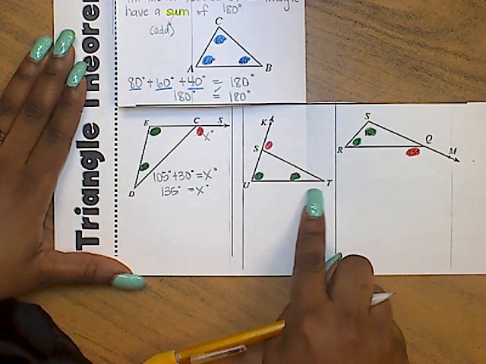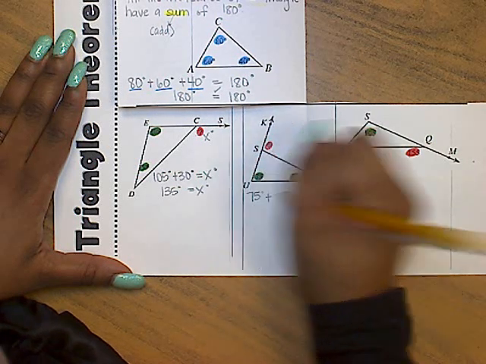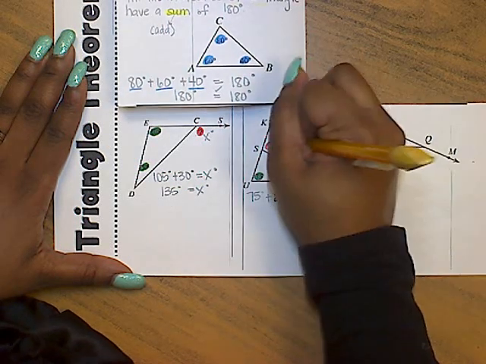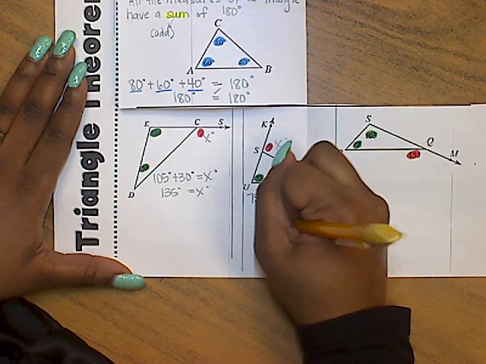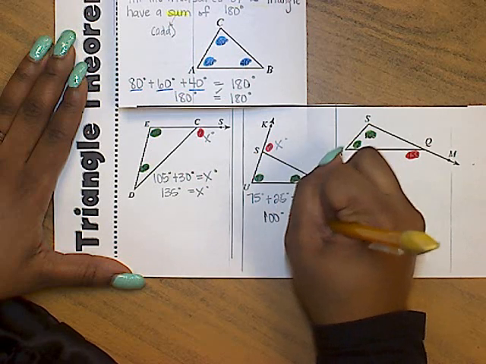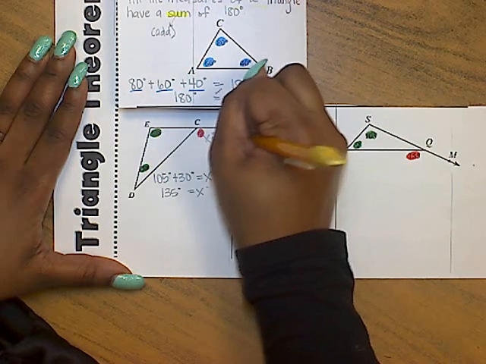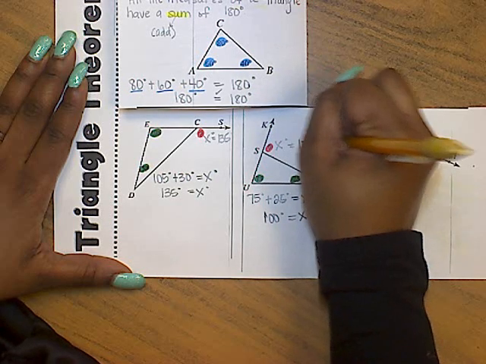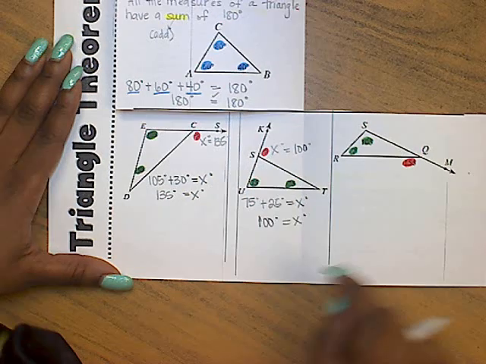Same thing here. These are our remote. We know if we add them together, 75 degrees plus 25 degrees is going to be equal to x degrees. We know if we add those together, 100 degrees equals x degrees. So again, we're just trying to find that exterior. So these are your remotes. Use our remotes to find the exterior.